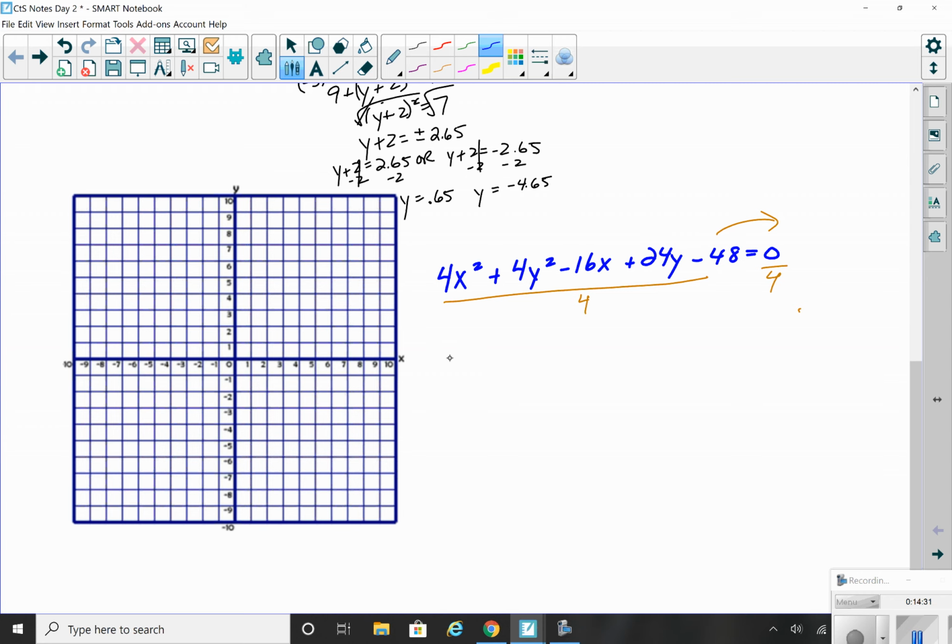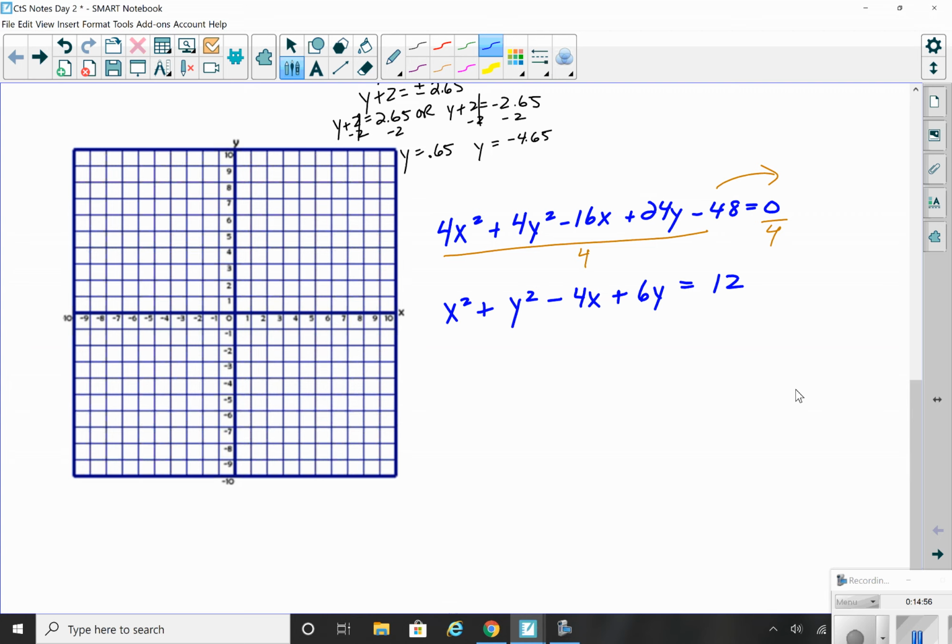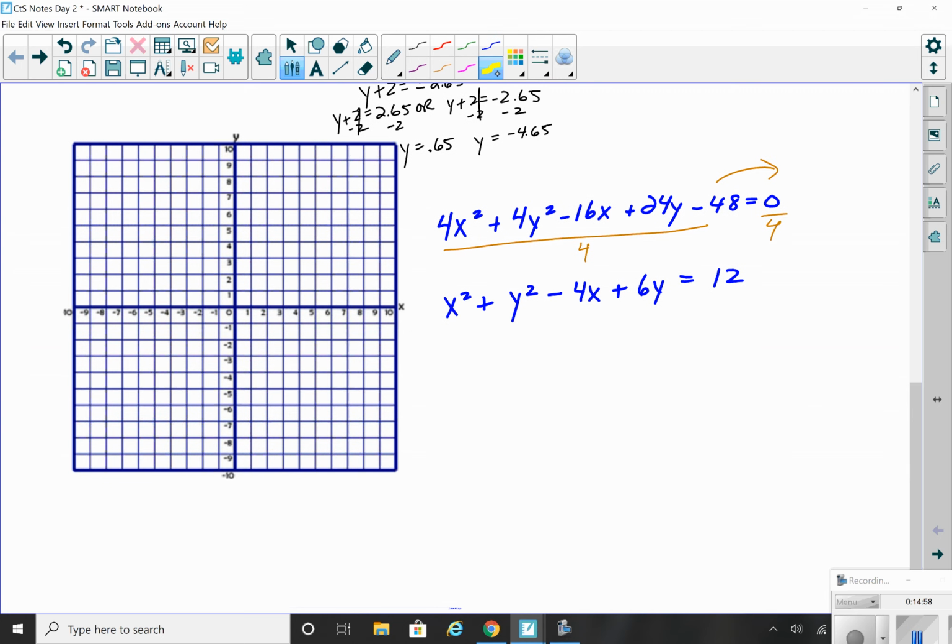4 divided by 4, that's 1x squared, plus 4 divided by 4, that's 1y squared, minus 16 divided by 4, that's 4x, plus 24 divided by 4, that's 6y, is equal to 48 divided by 4, which is 12. So I did 2 steps there at once: divided everything by 4 and moved my constant over. You might also notice that we haven't grouped our values together.